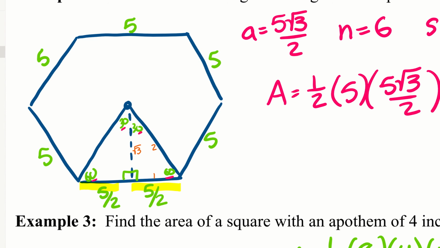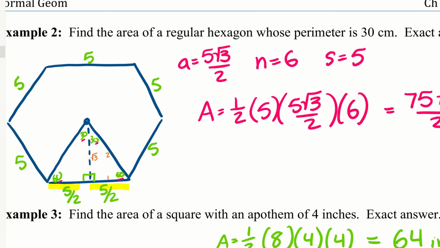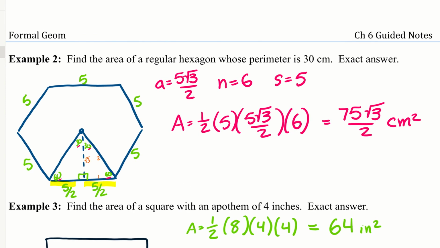So that means that I'm going to have an apothem that is going to be 5 over 2 times the square root of 3, which is going to be 5 root 3 over 2. And I know my number of sides is 6, and my side length is 5. So plugging that all into my formula, I have area is equal to 1/2 times 5 times 5 root 3 over 2 times 6. And that multiplies to 75 root 3 over 2 centimeters squared.